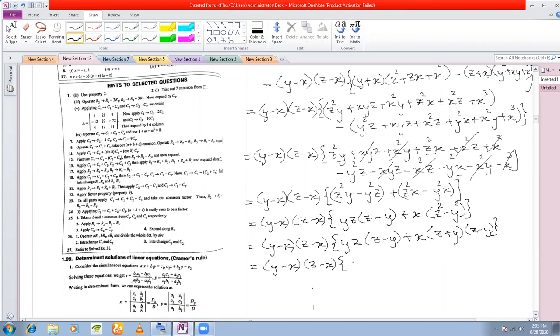From here now, if you take z minus y common, what are you left with? Let us put a box bracket here instead of curly brackets, because we are going to use curly brackets later on inside the box bracket. Z minus y I take common. So what am I left with? I'm left with yz plus x into z plus y. Am I right?